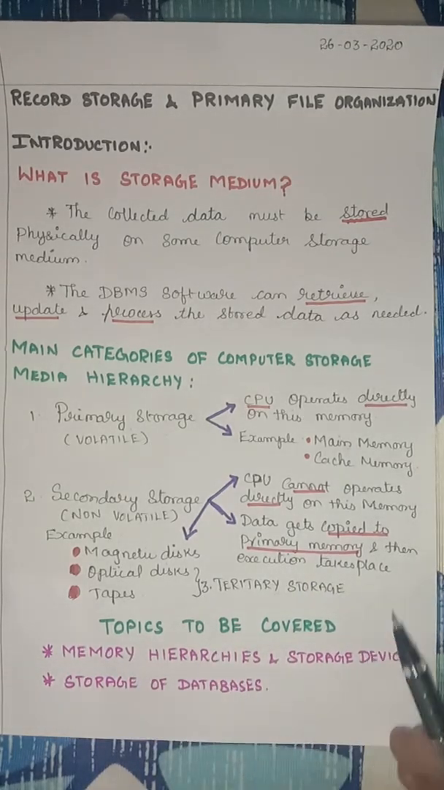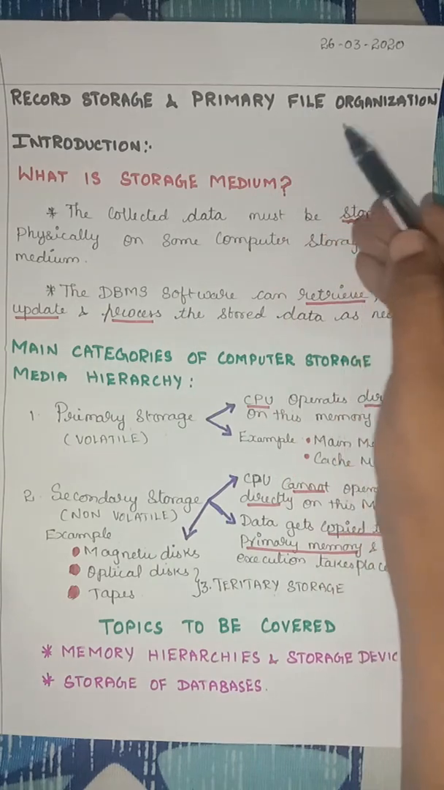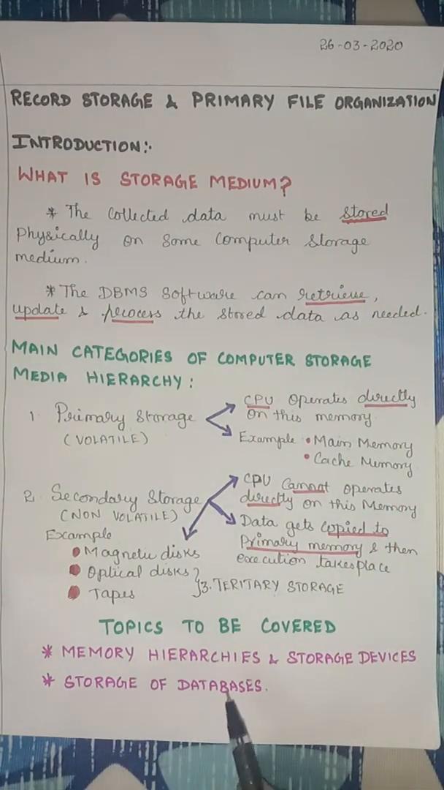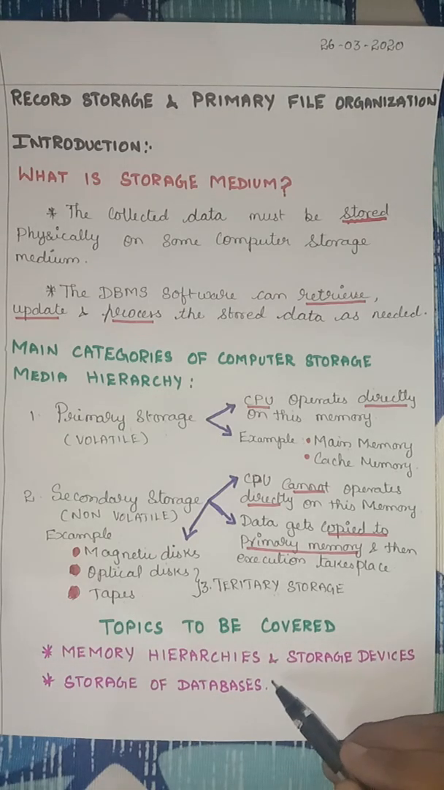Topics yet to be covered under this record storage and primary file organizations are memory hierarchies and storage devices, and storage of databases. That we'll see in the next video.